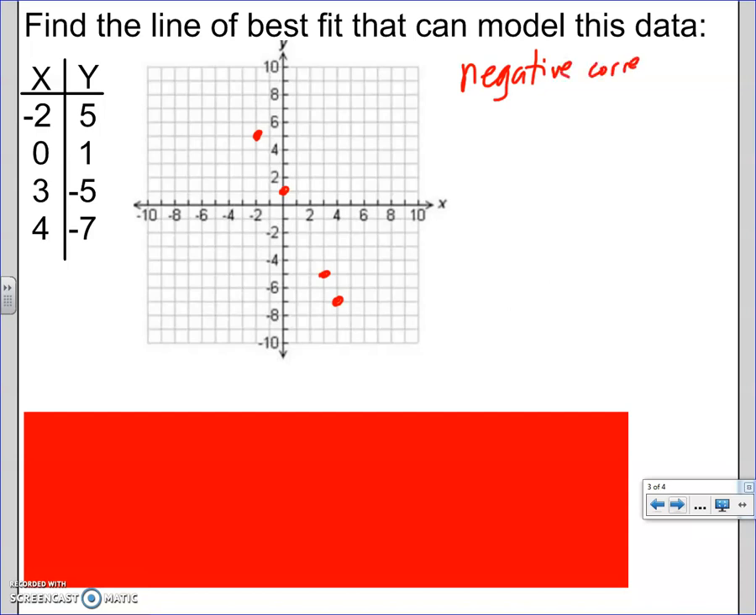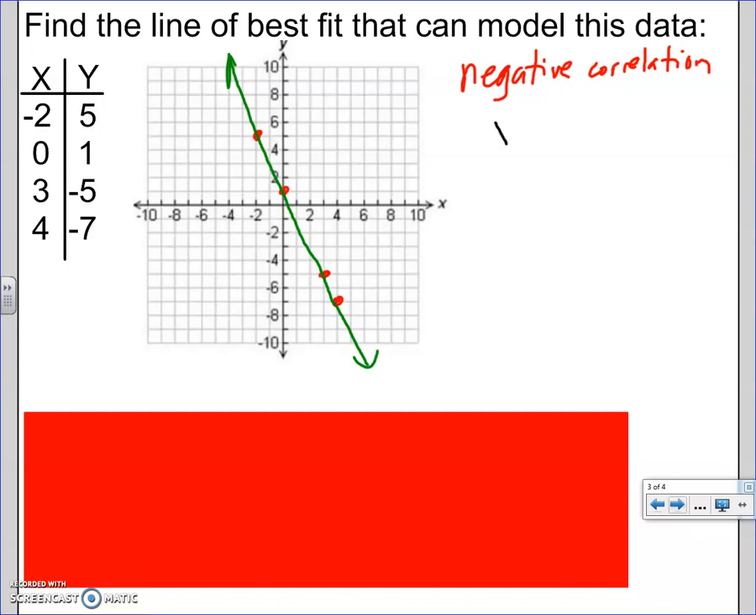Now I'm going to see if I can find the line. If I had to try my best and connect that line, I'd say this is a pretty good sketch. I could use this to predict future data. I can even try to find an equation.